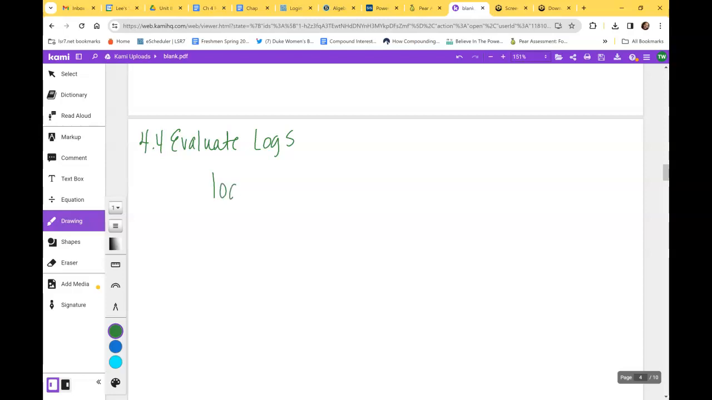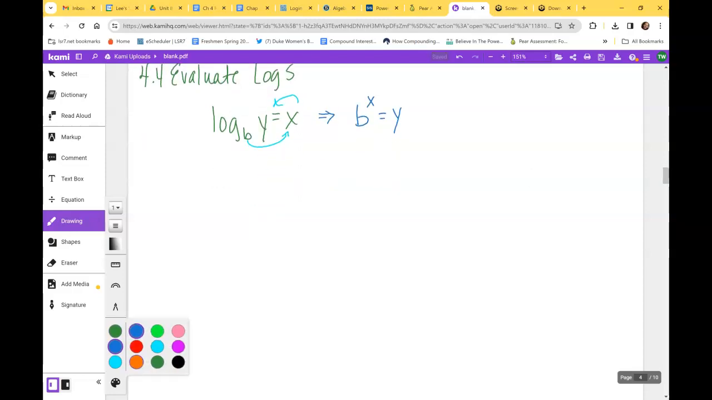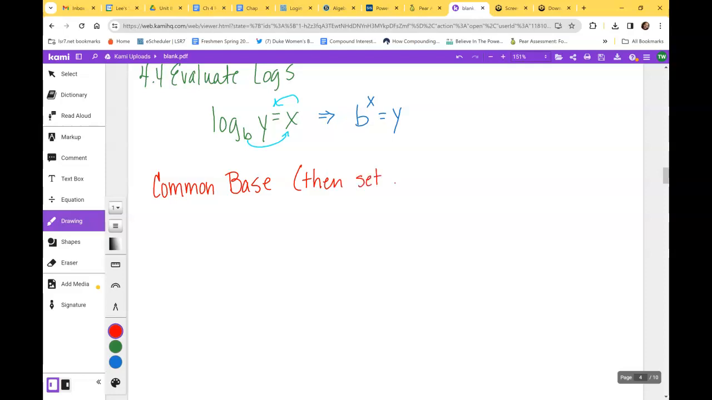Okay, and if you have a log base b of y equals x, this is the around the world thing, b to the x equals y. Okay, and on these I'm looking for a common base. If you don't show me the common base, you're not going to get full points. So you get a common base and then set the exponents equal to each other.